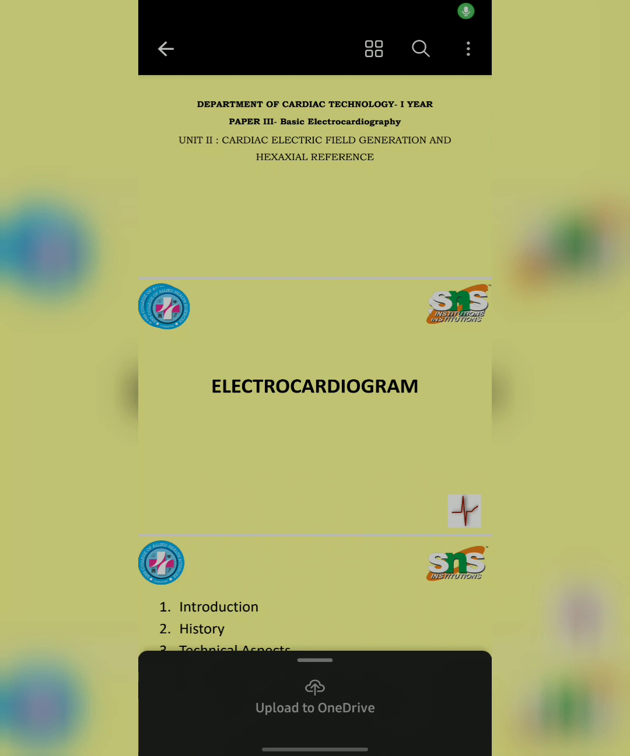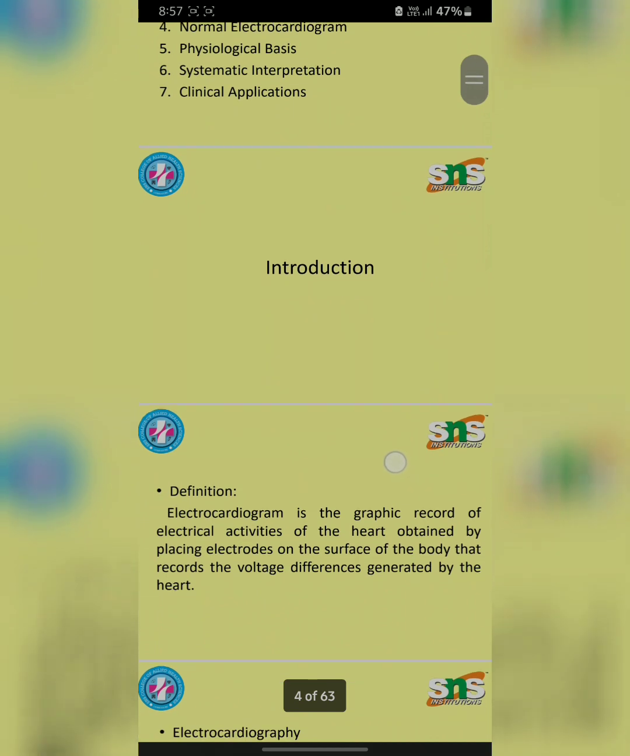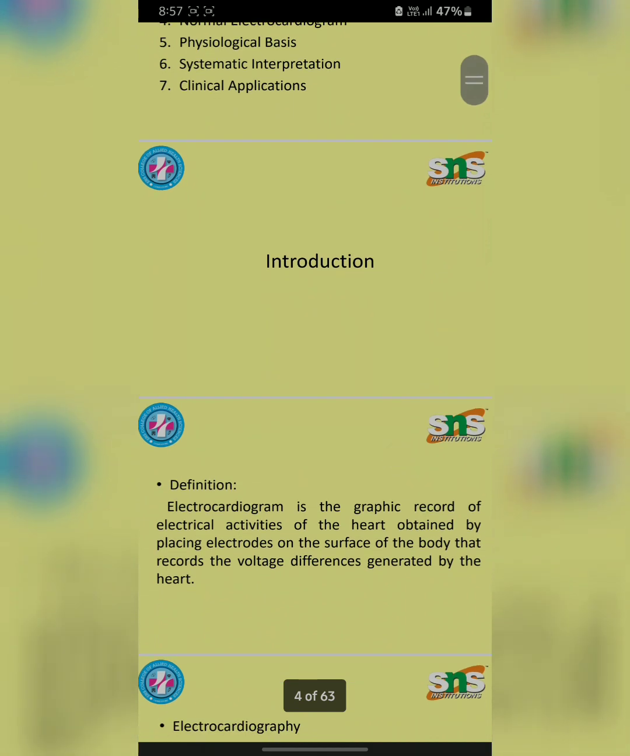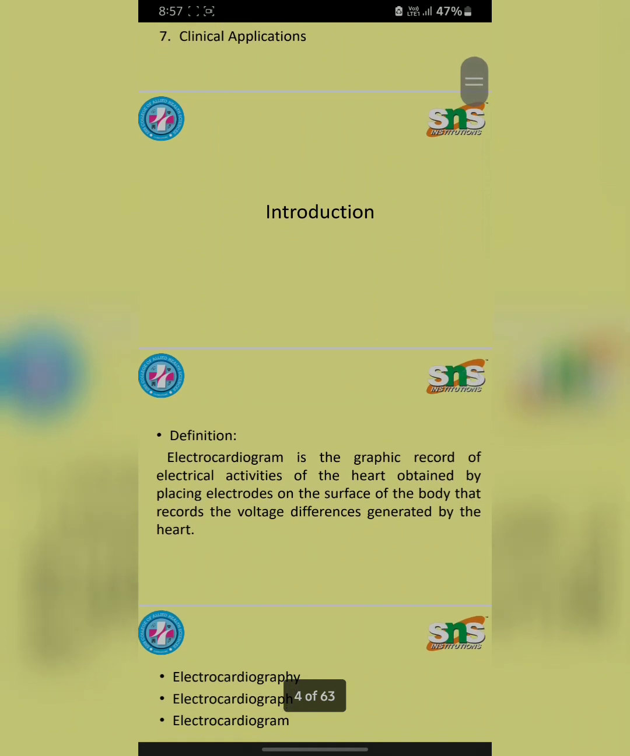Today we are going to see about electrocardiogram. Definition of electrocardiogram: it is a graphic record of electrical activities of the heart obtained by placing electrodes on the surface of the body that records the voltage difference generated by the heart. There are electrocardiography, electrocardiograph, electrocardiogram.